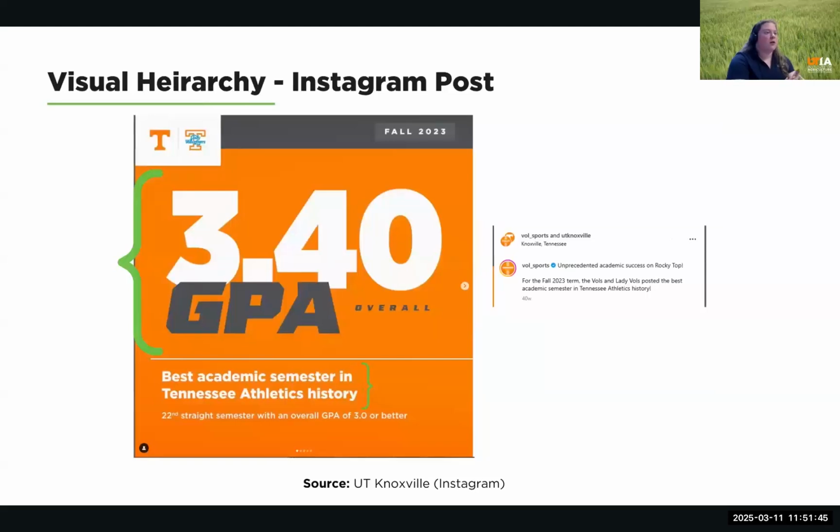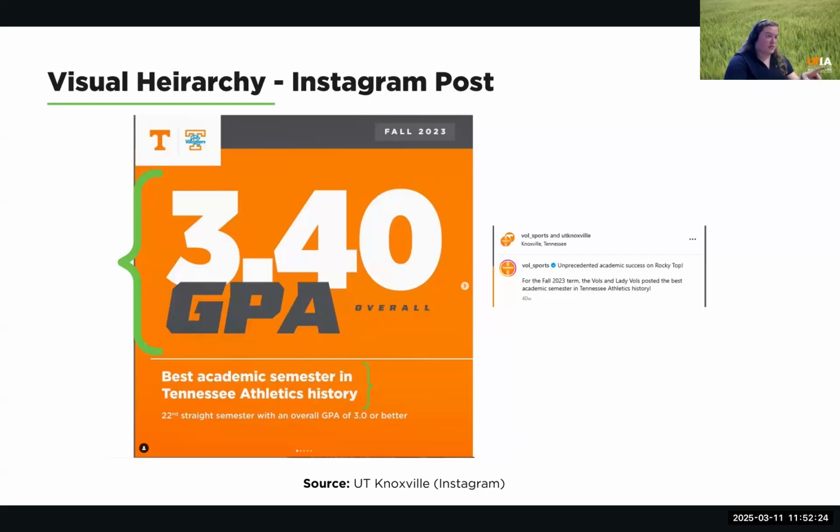And this example here is a really nice Instagram example of visual hierarchy in the wild. So I pulled this from UT Knoxville's Instagram. This is a Tennessee Athletics post from fall of 2023. And hopefully the very first thing you notice would be this 3.40 GPA. I highlighted things here just to be sure that we touched on them, but hopefully your eyes would naturally land on that 3.40 GPA on this Instagram image.